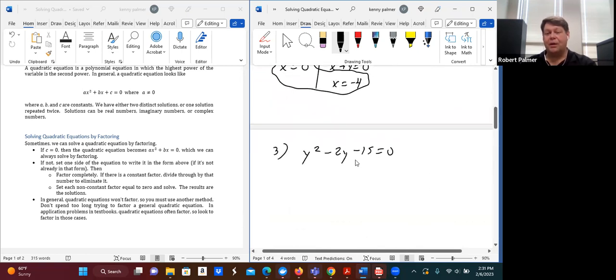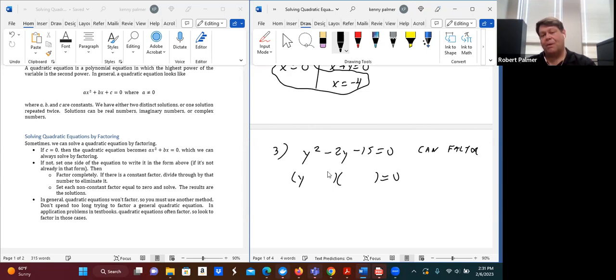Now this is an example of one where we can actually factor. If you know how to factor it, it's something you can do. If not, you can always use the quadratic formula. But this will factor into y minus 5 and y plus 3. Once it's factored, do the same thing. Whatever makes either one of our factors 0 is a solution because it makes the left side 0. We set each non-constant factor equal to 0: y minus 5 equals 0, y plus 3 equals 0. And so for our solutions, we get y equals 5 and y equals negative 3.